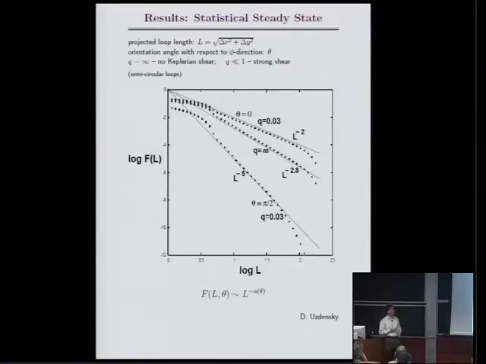And therefore, the distribution function of loop sizes is independent of the angle. We always find a power law, and it's just some power law here.